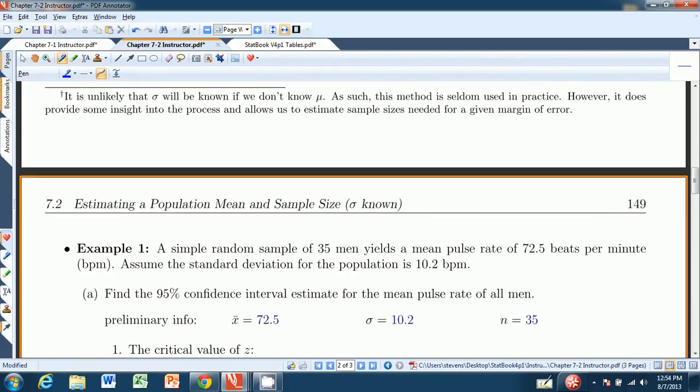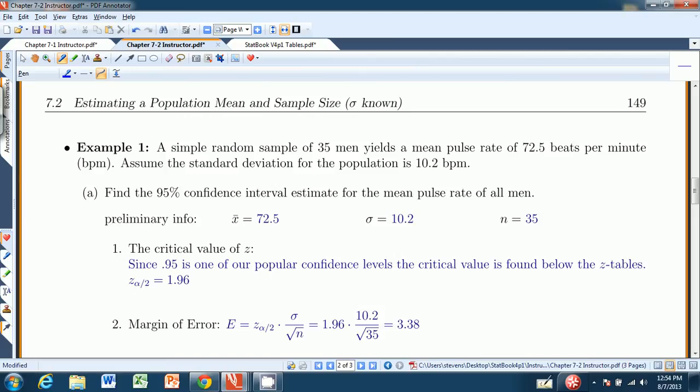All right, first example. This example is actually the same as the example in the introduction. I have a simple random sample of 35 men, so that's good. 35 is bigger than 30, so I don't really have to worry about the population being normally distributed. From that sample, I get a mean pulse rate of 72.5 beats per minute. And I will assume that the standard deviation for the population is 10.2. So somehow I know that sigma is 10.2. So let's get started.